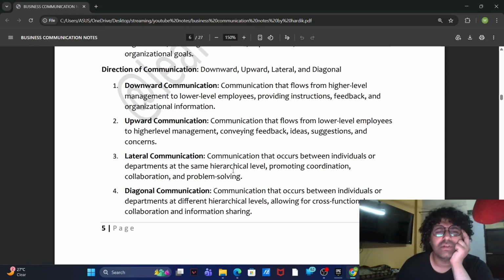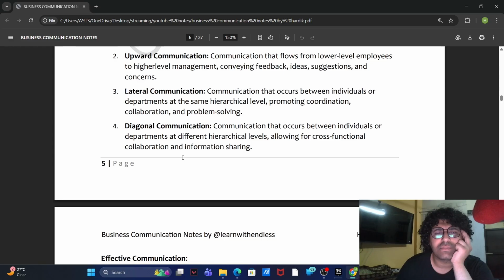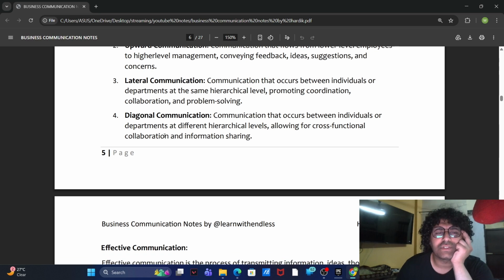Upward communication. I've gone through this, but let's go through it again. Communication that flows from low-level employees to high-level management, conveying feedback, ideas, suggestions, concerns. Lateral communication. Communication that occurs between individuals or departments at the same hierarchical level, promoting coordination, collaboration, and problem-solving. Diagonal communication that occurs between individuals or departments at different hierarchical levels, allowing for cross-functional collaboration.